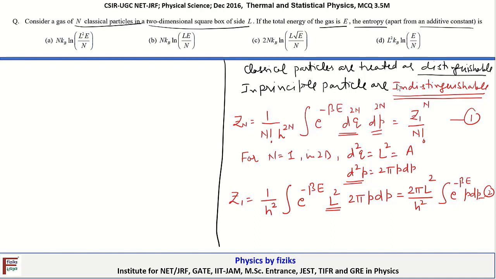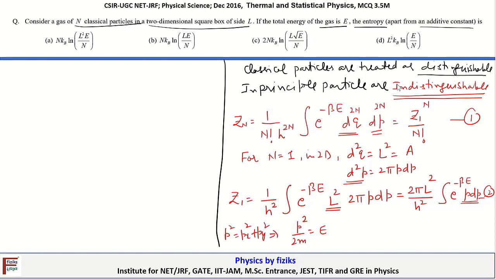Now because here in the exponential we have energy E, we will also transform p dp in terms of energy. So let's see how we can do that. We have the momentum energy relationship p square by 2m is equal to E. Note that here, because it's a two-dimensional problem, p square is equal to px square plus py square.